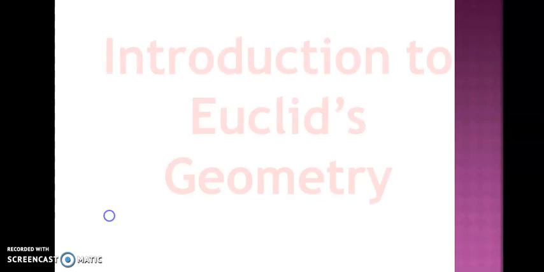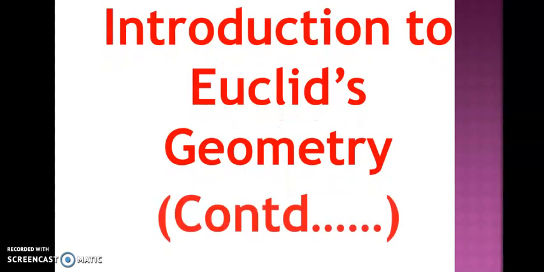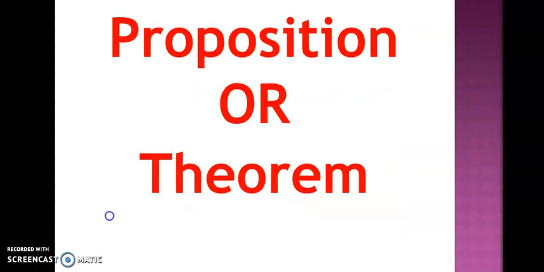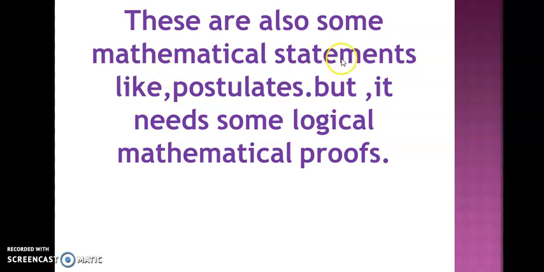Children, in today's class, we are going to know how these axioms and postulates are used to prove some propositions or theorems. What do you mean by these propositions or theorems? Let me explain. These are mathematical statements like postulates, but they need logical mathematical proofs. Theorems are also mathematical statements like postulates, but postulates don't need proof, isn't it? We accepted them as self-evident truths, but theorems need logical mathematical proofs.